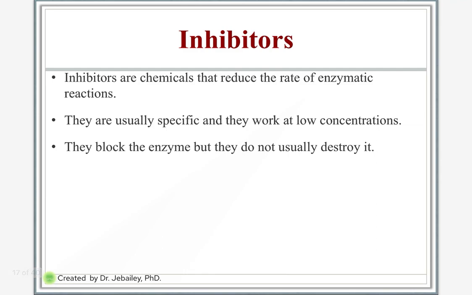Now let's talk about inhibitors. What are inhibitors? Those are the ones that basically reduce the rate of the enzyme reaction. That means they're slowing down the reaction. How do they do this? They usually will stop the enzyme. That's their purpose, to block the enzyme. That's the main point of the inhibitors.